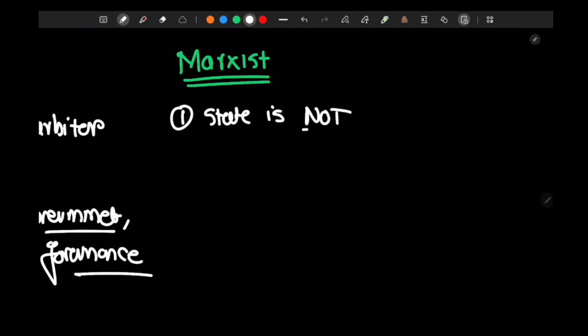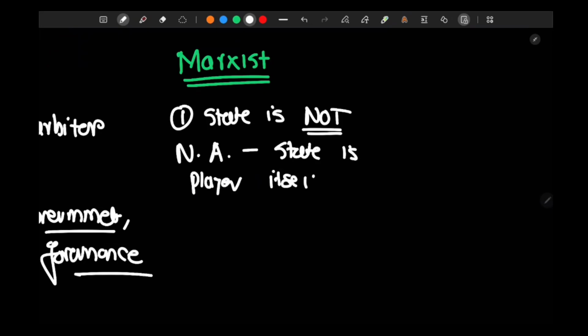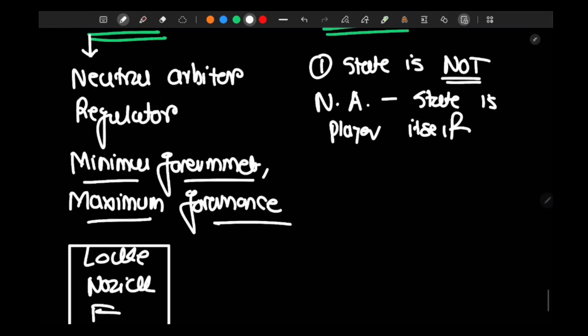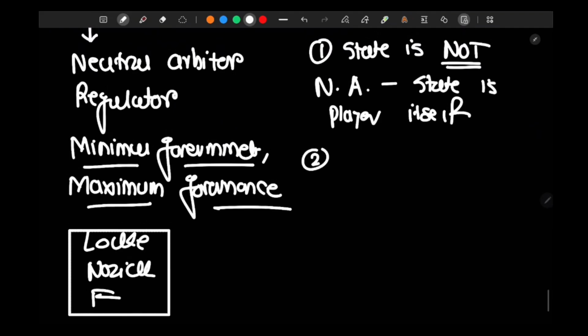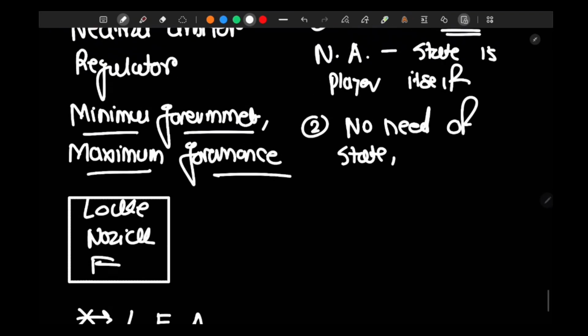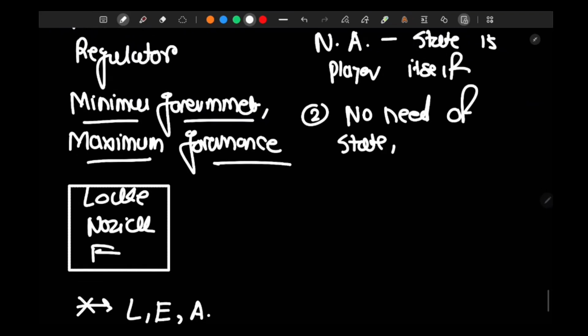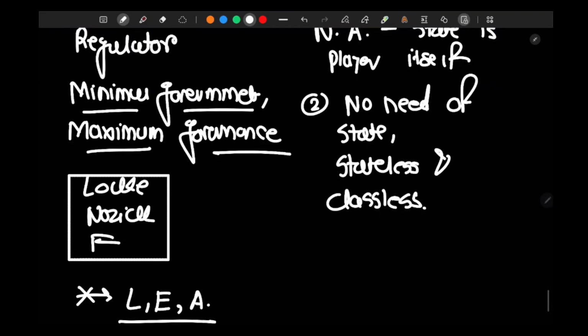So what Marxists want to say is that, in comparison to liberalism, state is not neutral arbiter. State is player itself. Number one. Number two, Marxists say that we do not need state. They imagine their society to be stateless and classless. That is the idea. So they do not believe in existence of state. They do not see any value or utility with respect to state.